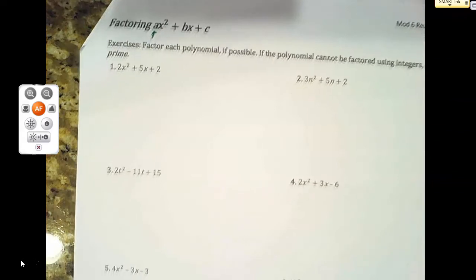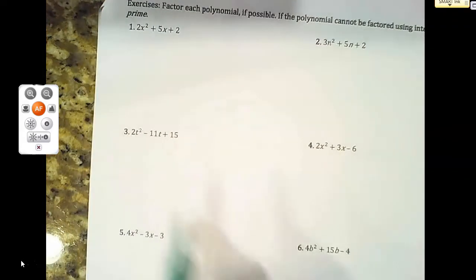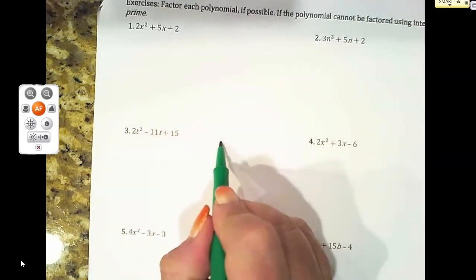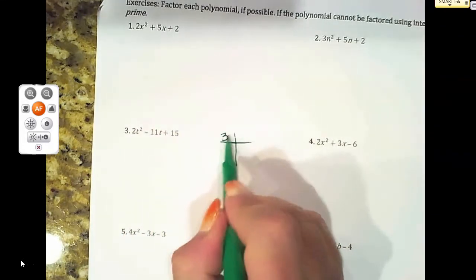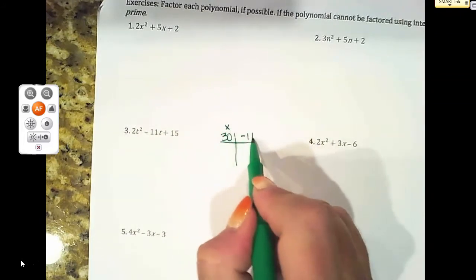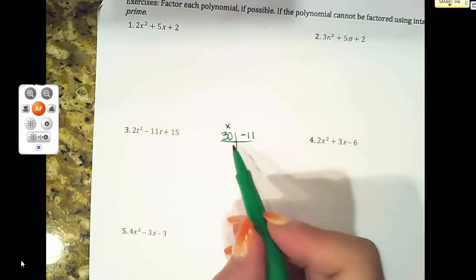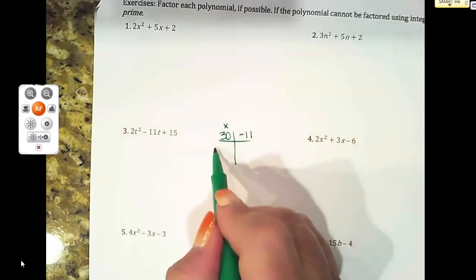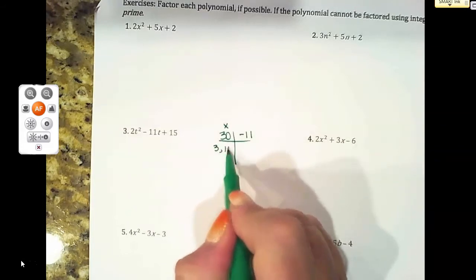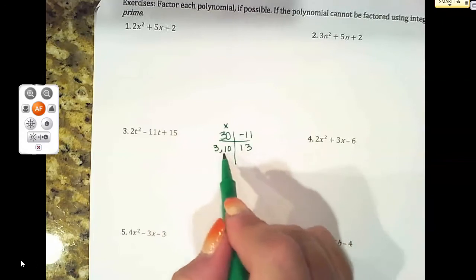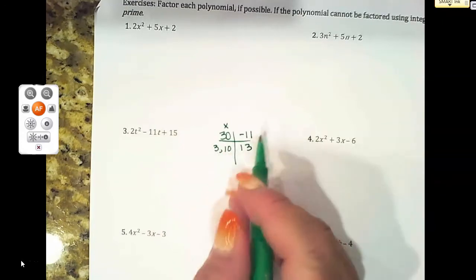So I'm going to start with number 3, and I see that I have a 2 in front, so I'm going to do a times c, or 2 times 15. I'm going to make my chart, and I need two things that multiply to equal 30 that add up to be -11. As I'm multiplying to get 30 and I want to add up to a negative, I'm going to try 3 times 10, and oops, that adds up to be a positive number. So next time around I'm going to put two negative numbers.